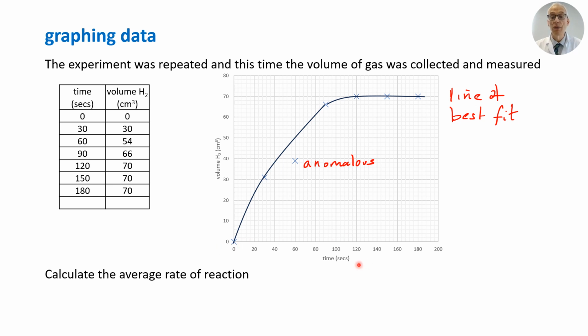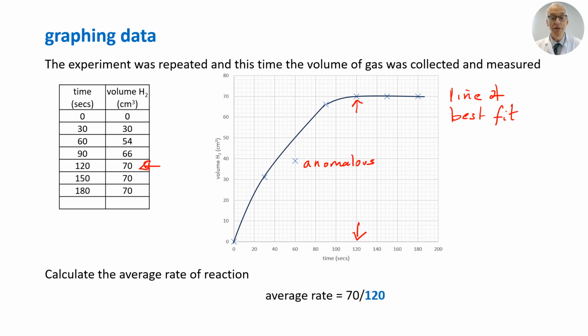Okay, so the key point to note is that the reaction ends at 120 seconds. That's the point at which we reach the maximum volume of product. So there is no further reaction after 120 seconds.